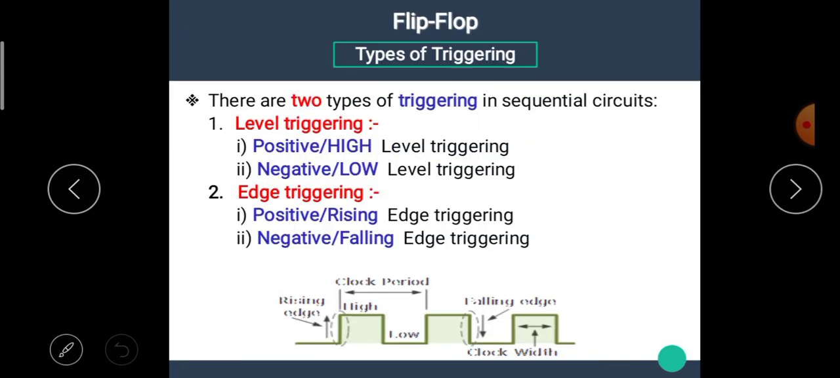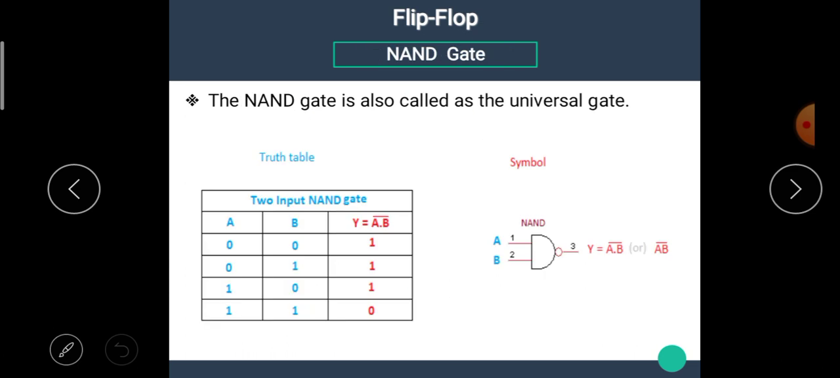In the previous video, we have seen the various types of triggering in sequential circuit. In that video, we have also seen what is a clock signal, what is triggering and its types, and what is combinational or sequential logic circuit. The link of the previous video is available in the description box. Please check it. Now, in this video, we are going to start the concept of flip-flop.